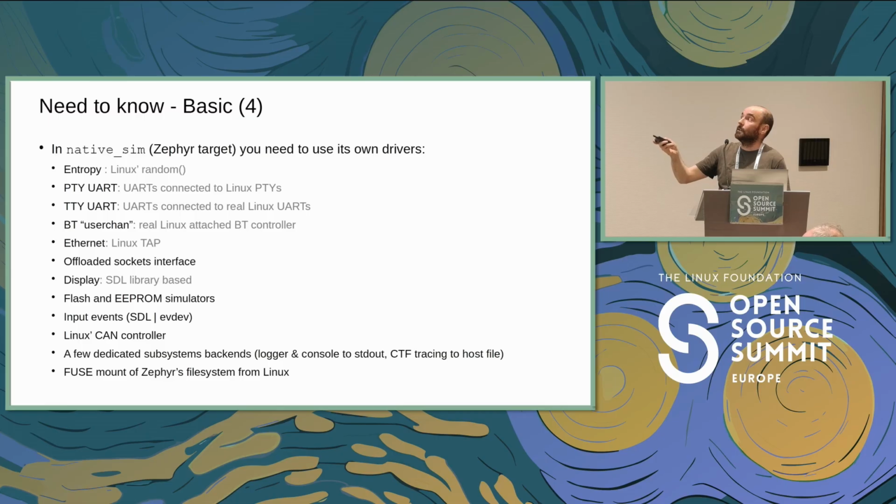So for example, the entropy driver is just using the Linux random API. You have a couple of UART drivers. One of them is connecting to a pseudo terminal. You can also connect to a standard in-out. You can have N of them. Another one is connecting to a real UART. You have also the Bluetooth USB channels driver that will provide you a Bluetooth controller that from the point of view of Zephyr looks like any other Bluetooth controller, but you can then connect to a real attached Bluetooth device or to a virtual Bluetooth device. You also have a virtual TAP device if you want to run Ethernet. You have quite many different drivers.